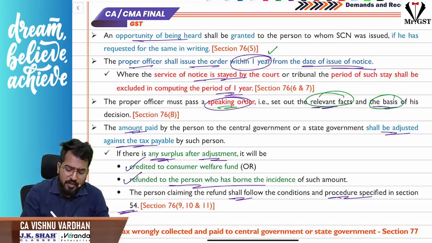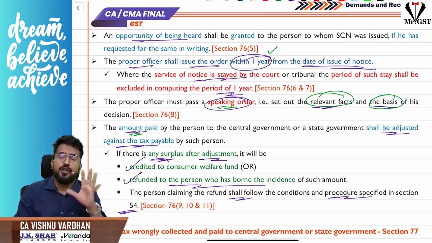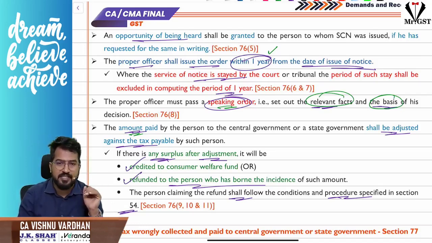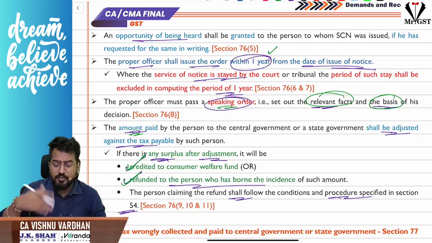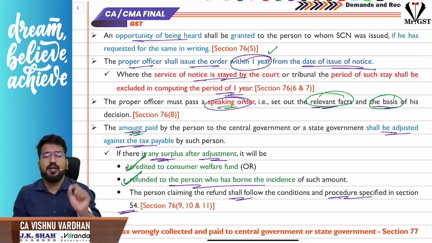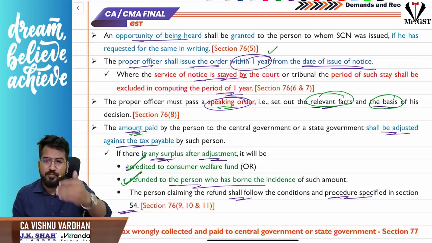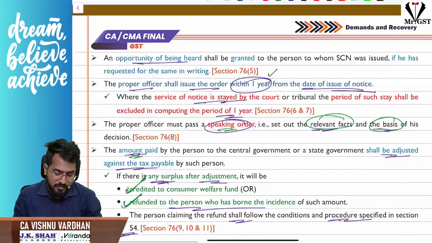And whatever amount is paid, suppose that is to be adjusted against any liability, for example 12% is the tax, you have collected 18%, then 12% will be adjusted for the tax liability, and the balance 6% will be credited to the consumer welfare fund, or it will be refunded to the person who has borne the incidence. Further, that person has to apply for refund, that's a different story. So this is all about section 76, where tax has been collected but not deposited to the government. In the name of tax, whatever you collect, you should deposit it to the government.